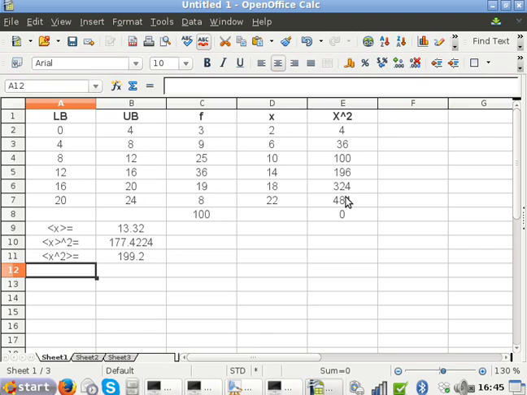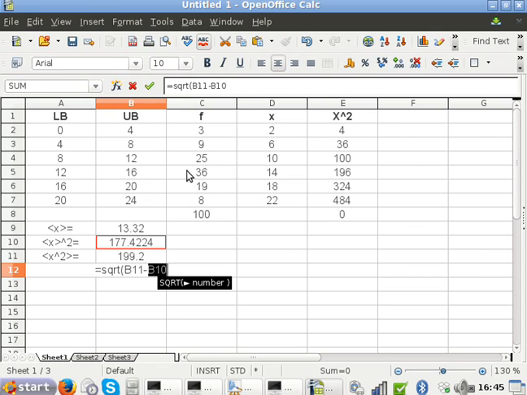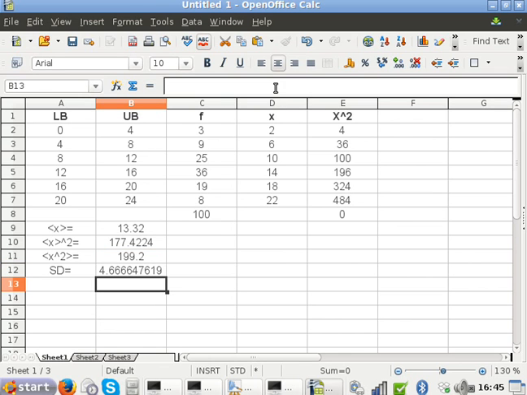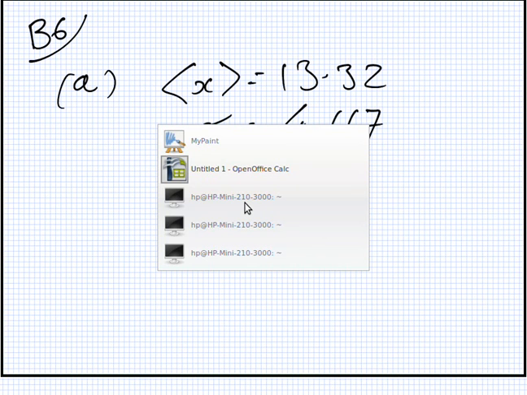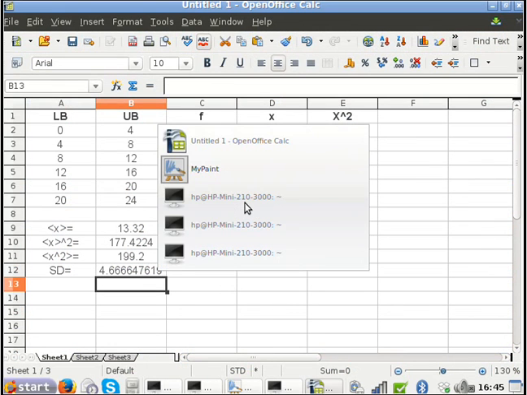So the standard deviation, that is the square root of this bigger number minus the smaller number, and I get 4.666. I think, yeah.